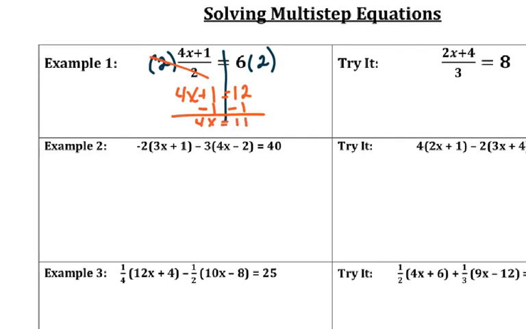So my very last step is that we have a 4 times x. To undo that multiplication, we need to divide by 4, leaving me with a 1x. And if I divide by 4 on the left, I need to divide by 4 on the right. So my answer is 11 over 4, which does not reduce. In Algebra 1, we just keep it an improper fraction since it did not reduce. So go ahead and try the same thing for example 2, where it says try it in this example.